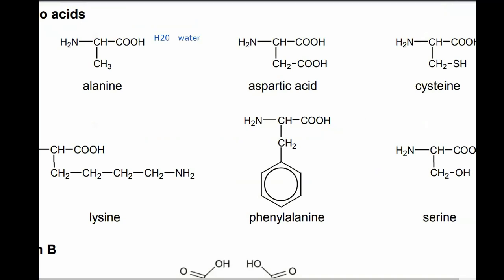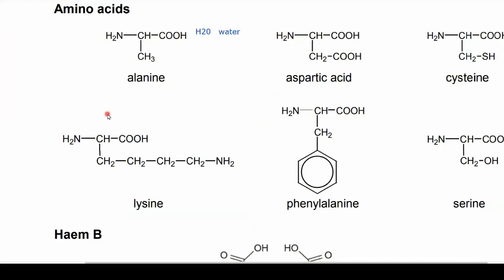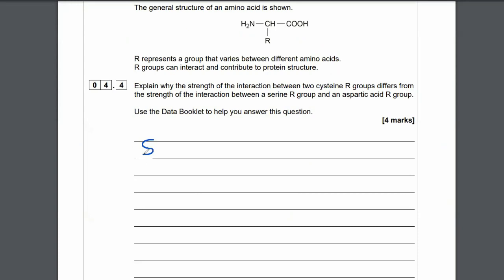So we're going to go back to our data book here. Identify cysteine with the sulfur atom attached, and we've got the aspartic acid with the 2 carboxylic acids. The carboxylic acid is on the R group as well as the normal. So now we just want to look at why the strength of interaction between the two cysteine groups is different than the strength of interaction between the R groups on the aspartic acid.